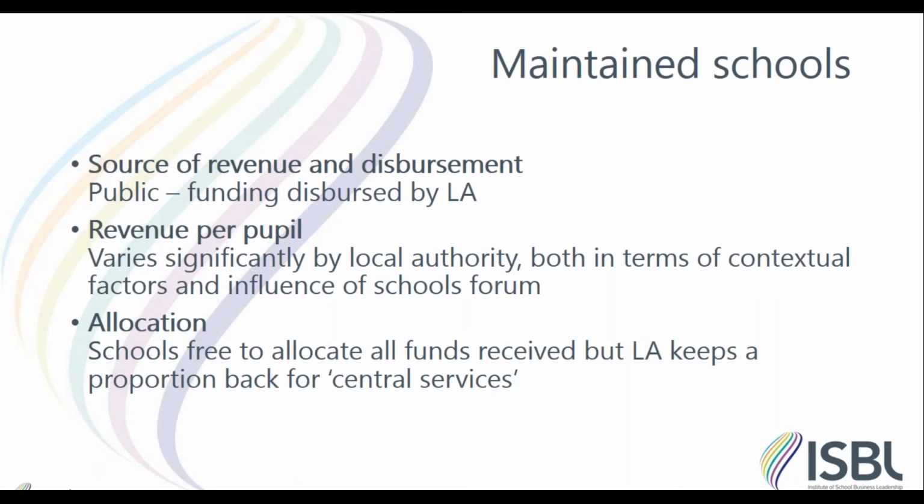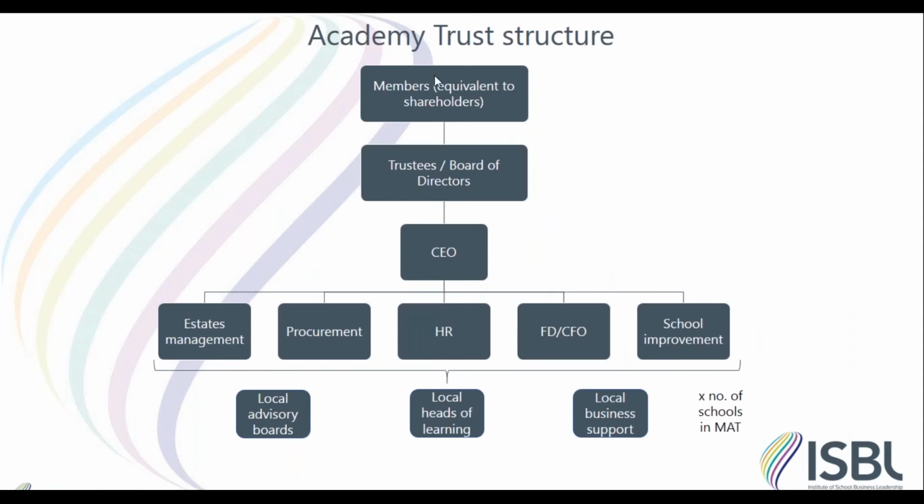If we move on to academy trust structures, and I'll say as a starter, this is a very vanilla structure. I recognise things like hub and spoke, where you have this kind of structure replicated regionally with central arrangements overseeing regional hubs and so forth. But this is in essence the core elements of a typical academy structure.